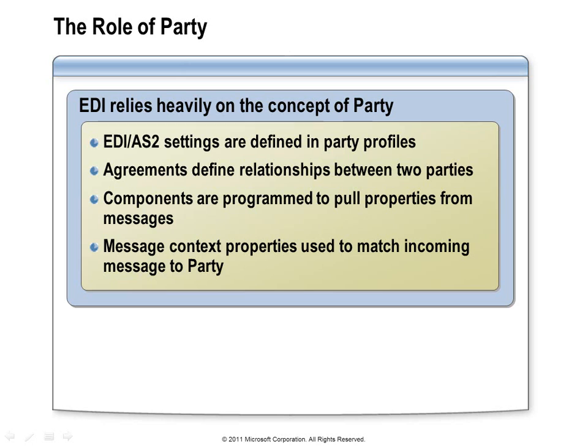The components that get invoked within the pipeline then use that information in the party. They use information coming out of the message in the form of context properties to resolve who the particular parties are, find out what the various settings are that should be used, and then apply those settings as appropriate while processing the message.